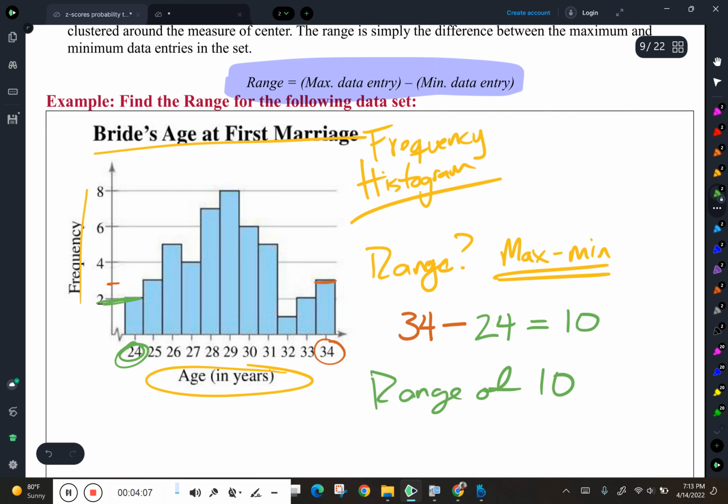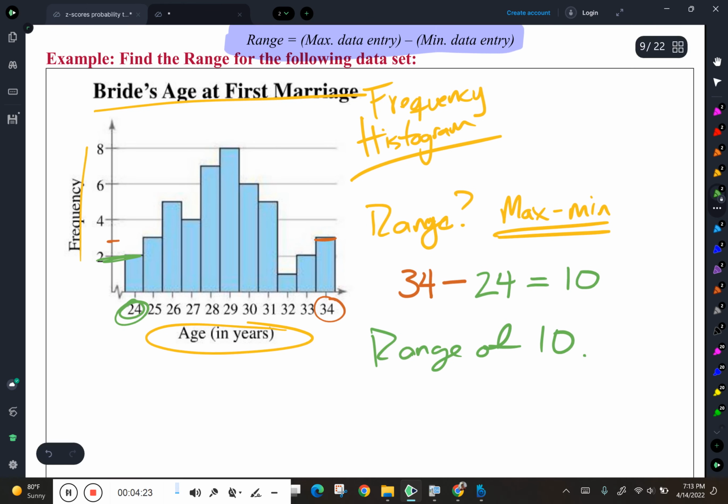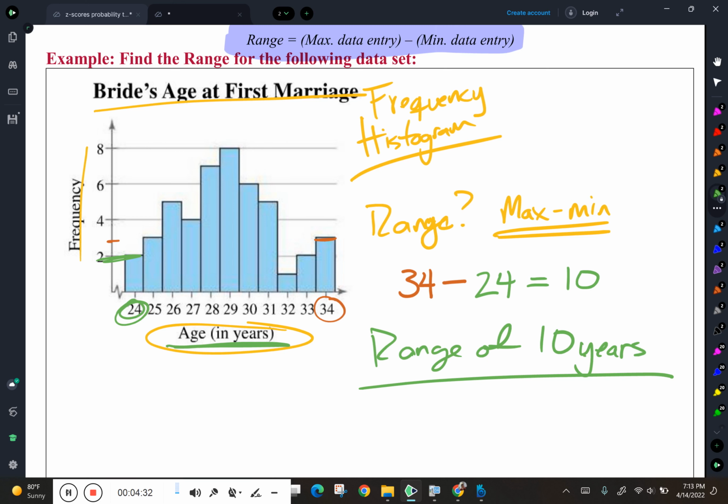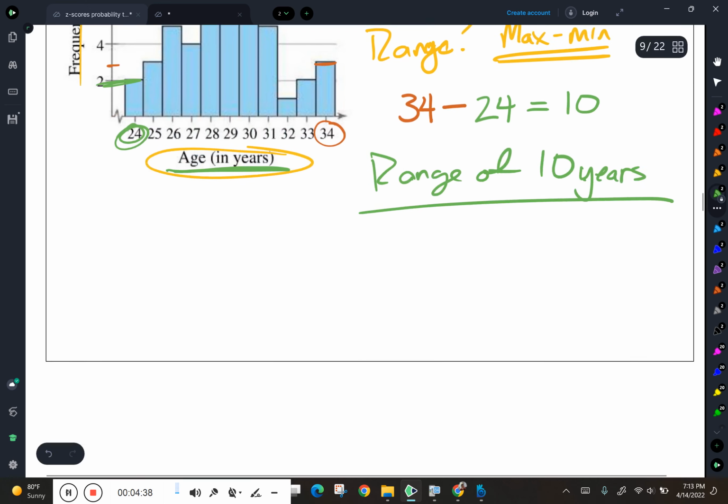I don't know whether that's a big number or a small number because I don't have anything else to compare it to, but what I can tell you is that the difference between the bottom and the top, between the highest and the lowest, between the smallest and the largest, is a range of 10. In this case, since my horizontal axis is measured in years, this would be 10 years, because the units of measure on the range are the same as the units of measure on the data points.